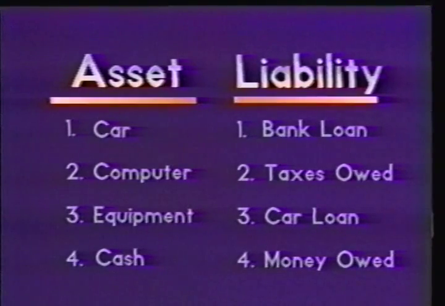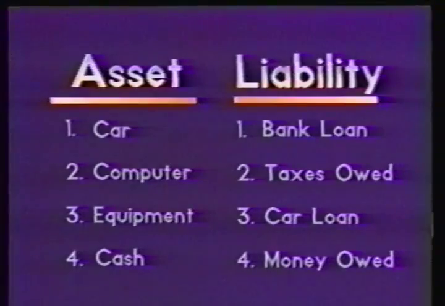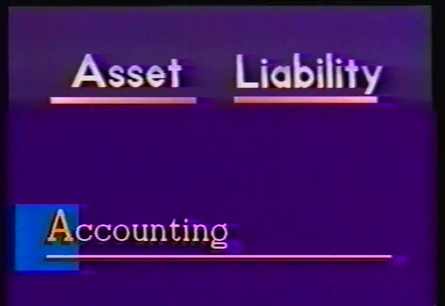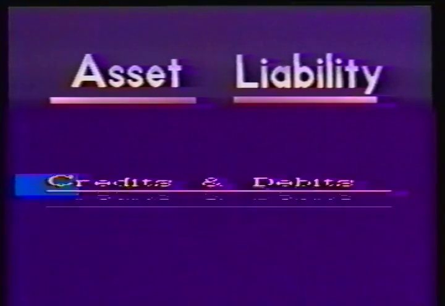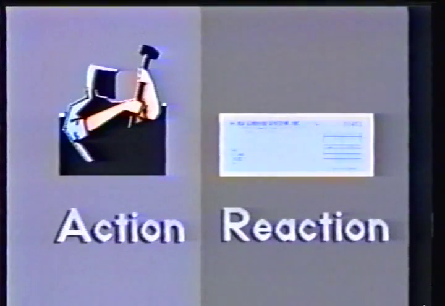Every company has items to which it assigns a value. These are called assets. Liabilities, on the other hand, are items that remove value from the company. Any change in the balance of assets and liabilities must be recorded, and we call this recording process accounting or financial accounting. In accounting, we record changes with credits and debits. Credits and debits are related, like an action and a reaction.